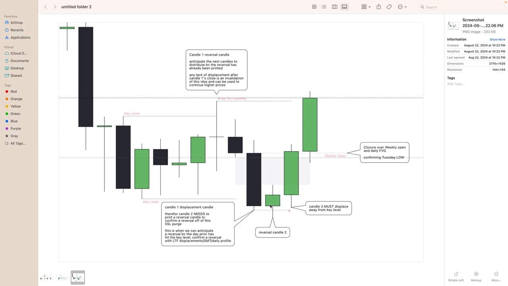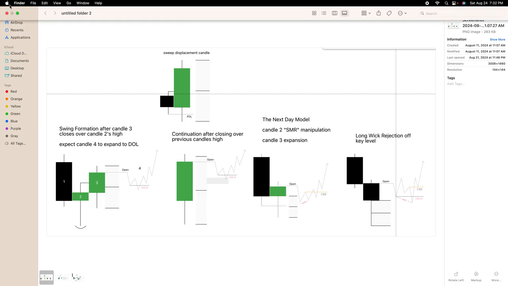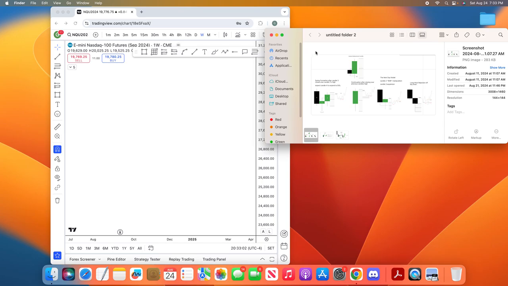So that's kind of the model, right? That's what makes it a little bit different than the next day model. It's still the next day model, but we're actually looking to cash in on this day right here, this day, and this day, if it hits a key level, right? So now let's go over some examples real quick.